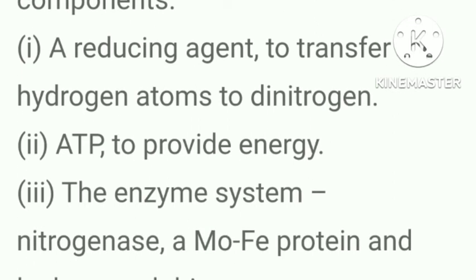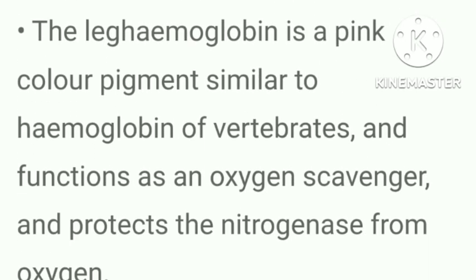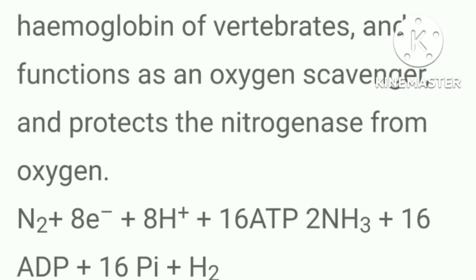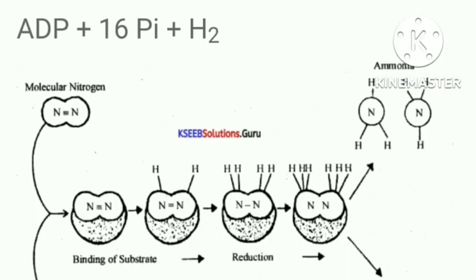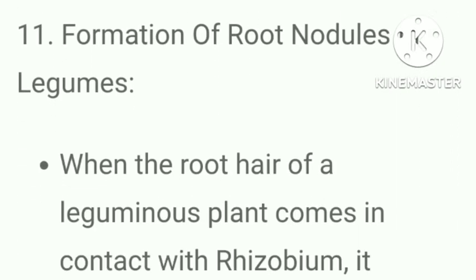atoms to dinitrogen, ATP to provide energy, and the enzyme system nitrogenase, MoFe protein, and leghemoglobin. Leghemoglobin is a pink colored pigment similar to hemoglobin of vertebrates and functions as an oxygen scavenger and protects the nitrogenase from oxygen. Here is the diagram for that. Next, formation of root nodules in legumes.